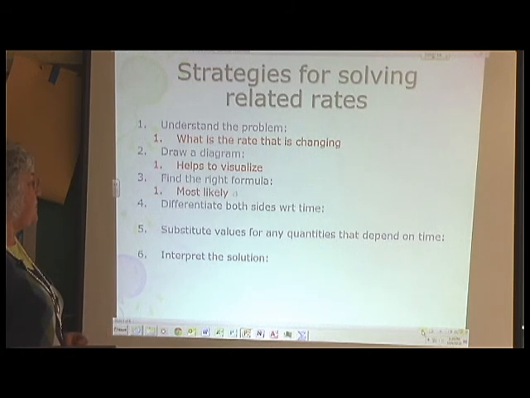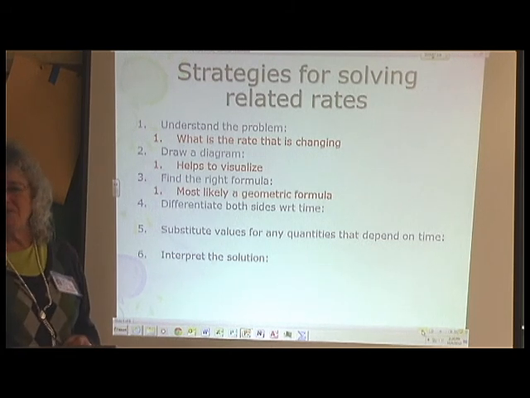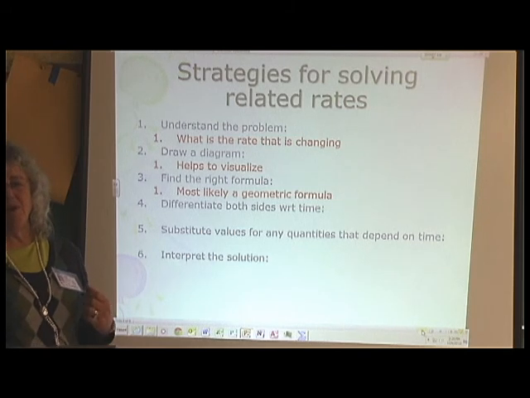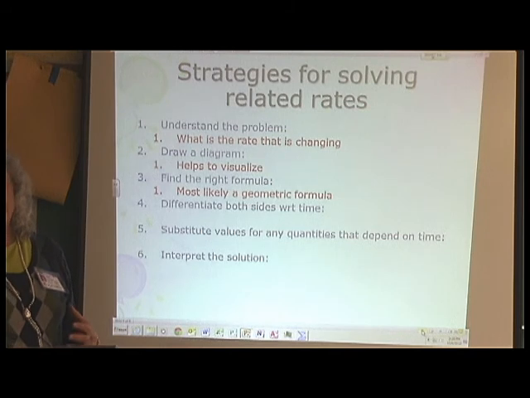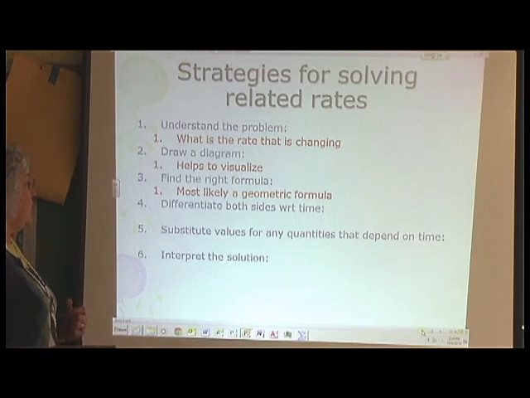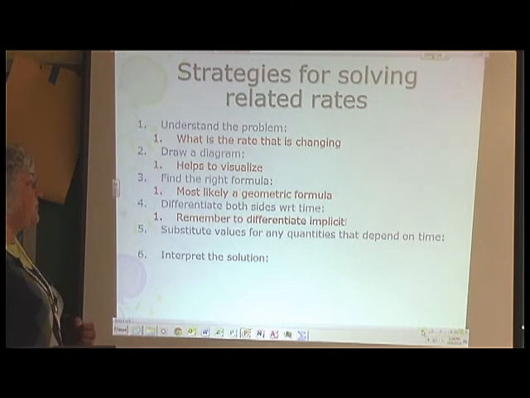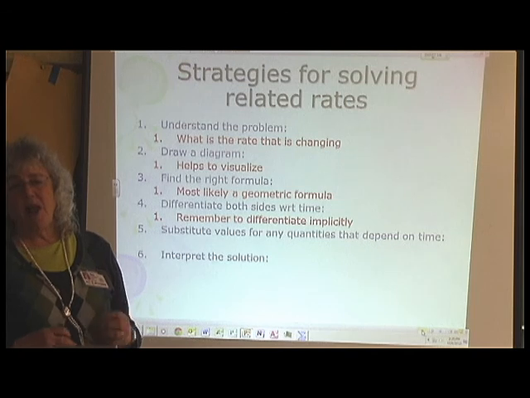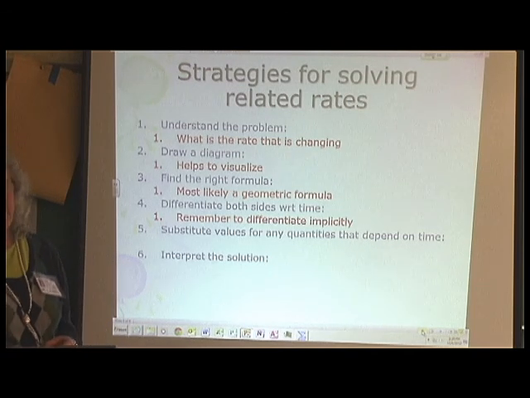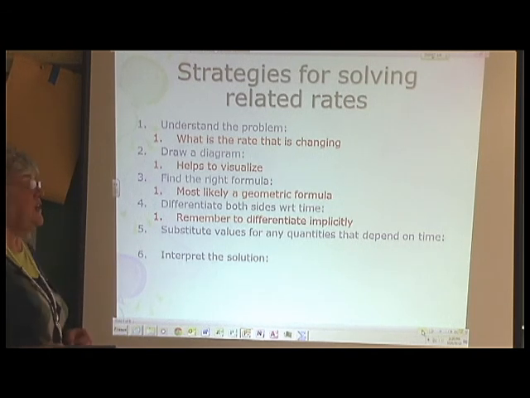You then have to find the right formula, most likely a geometric formula. But those are the ones that you know. Area of a circle, area of a square, area of a triangle, simple geometric formulas. We then differentiate both sides with respect to time. And remember that because you're differentiating with respect to time, it has to be done implicitly. You do remember implicit differentiation, I hope.